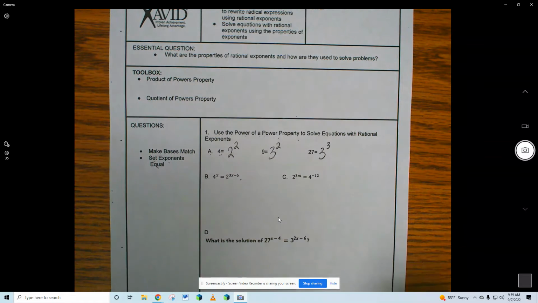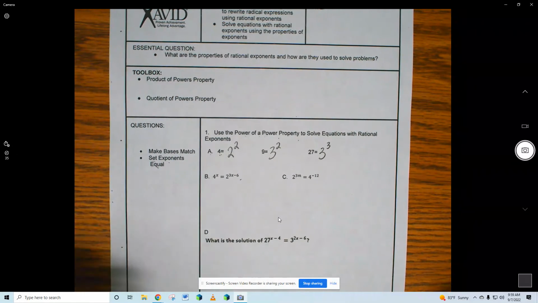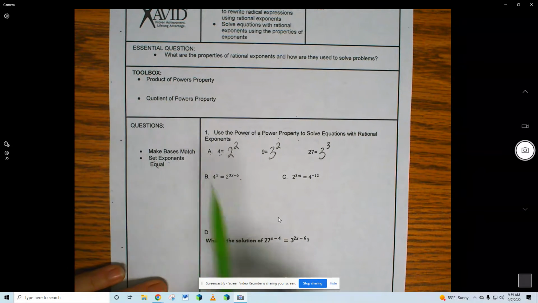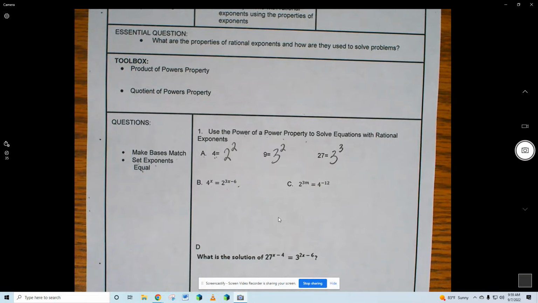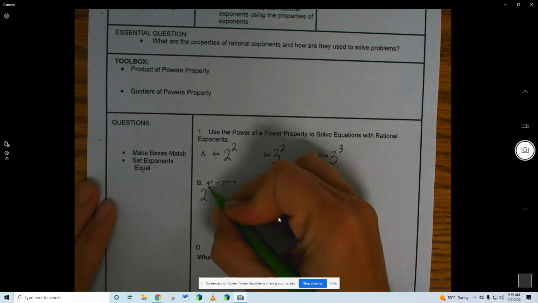Okay. So now what's going to happen is I need to make the bases match. All right. Right now I have a 4 and a 2. They don't match. Let me zoom in. I have lots of space. So I really want them to be both something small. 4 can become what? What can I make the 4 instead of the 4? 2 to the power of 2. So 2 squared. So I'm going to write 2 squared.